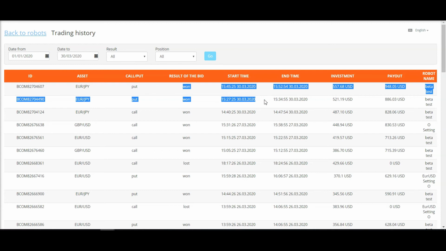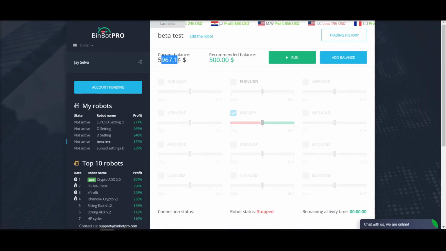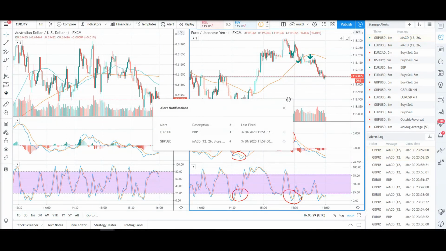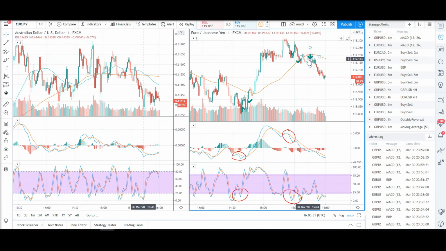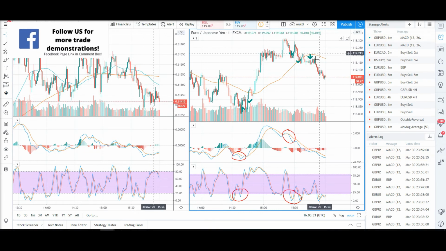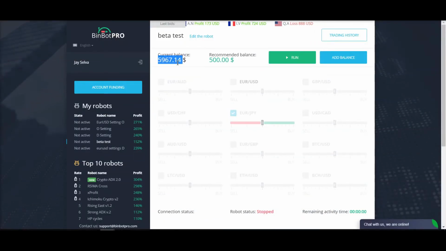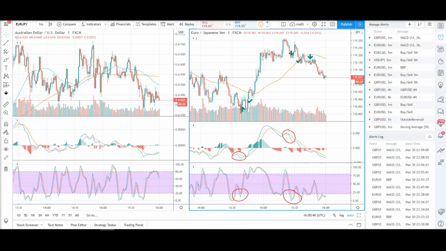Alright guys, so we're back. So apparently we have won the 15:45 trade for Euro JPY. Now my balance stands at near 6,000. You can see that from the green arrow down, the downward momentum did continue. So it's a good trade using the beta test settings.